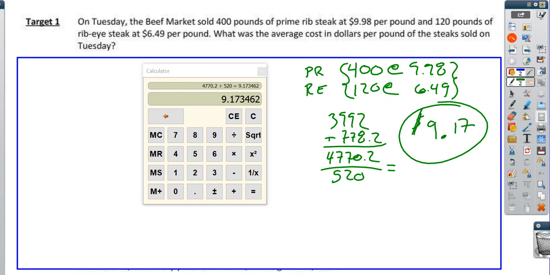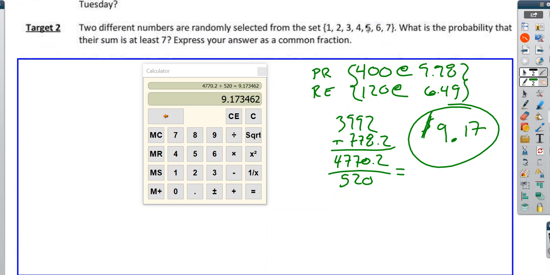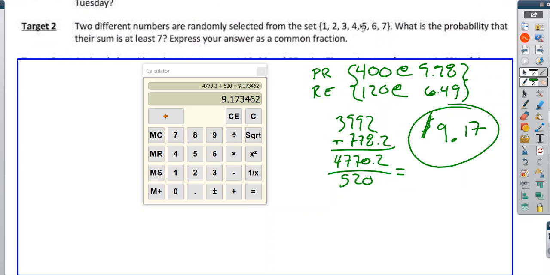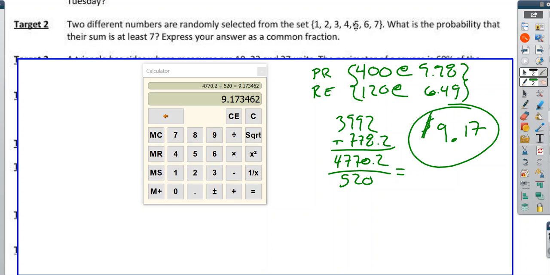All right, so going on to number 2. Oh, this is kind of a cool one. Two different numbers are randomly selected from the set 1, 2, 3, 4, 5, 6, 7. And we want to know what is the probability of at least 7 if you were to add those together, a sum of 7.